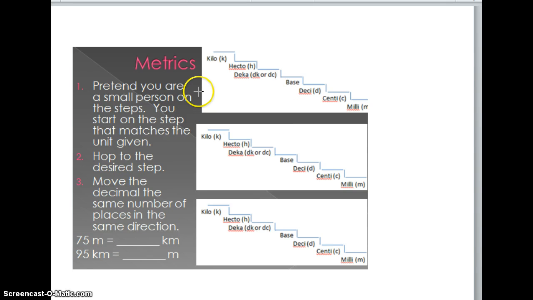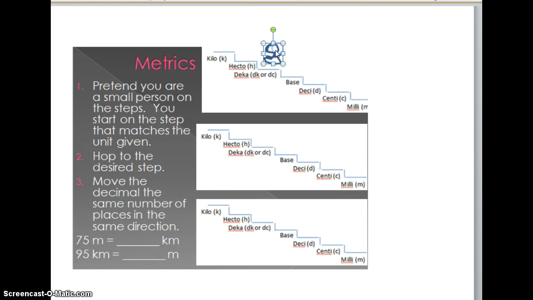So, number 1, pretend you are a small person on the steps. You start on the step that matches the unit given. All right, so we're starting with 75 meters. So that's our base. So, okay, here we are. And there I am. So now I'm going to hop to the desired step. So I'm going to hop to kilometers.